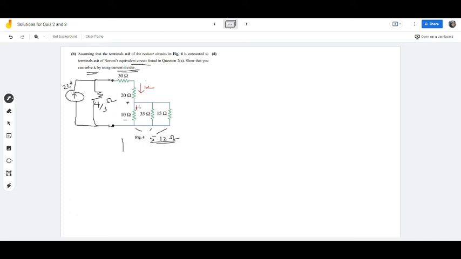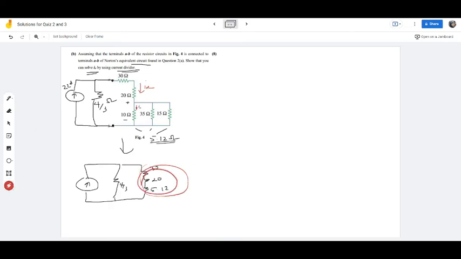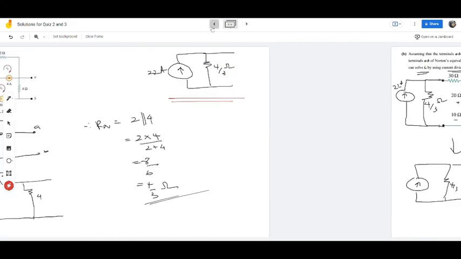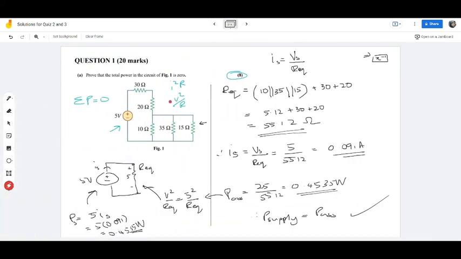Alright, so if I reduce the circuit, now it's going to look like this. Remember, when you want to use current divider, you must only have two resistors connected in parallel. Am I right? So this one is a 30, this one is a 20 ohm, this is 5.12 ohm. You notice that these whole three resistors here are connected in series. You can add it up, giving you 55.12. Again, it is similar to what you did in your question 1A.